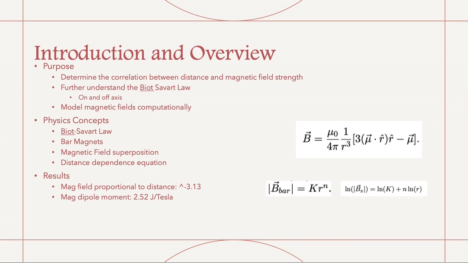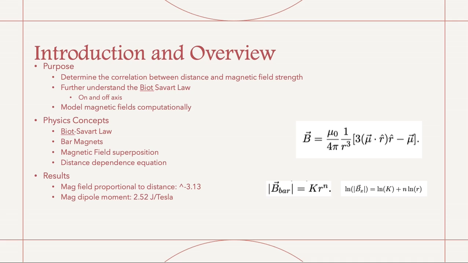The main physics principles that we will be using in this lab are the Biot-Savart law, as shown as the first equation on the right, which describes the magnetic field generated by a constant electric current. Secondly is bar magnets, which are magnets that have a north and a south end and act as magnetic dipoles. Next, we use the concept of magnetic field superposition, which is that the net magnetic field is due to the summation of all magnetic fields. Lastly, the distance dependence equations as shown to the right, which we will use to derive a value for n.